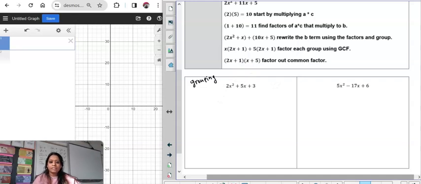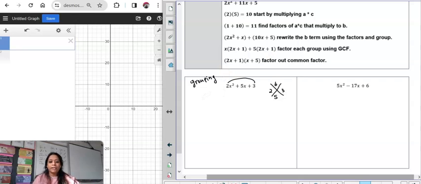So the first thing we're going to do is we're going to look for factors. Usually you would think, okay, we'll look for factors of 3, but not this time. We're going to actually look for factors that are 2 times 3. We're going to multiply A and C. So 2 times 3 is 6. And then the factors have to add up to 5. So that's just 2 and 3, right? Because 2 times 3 is 6, and 2 plus 3 is 5.